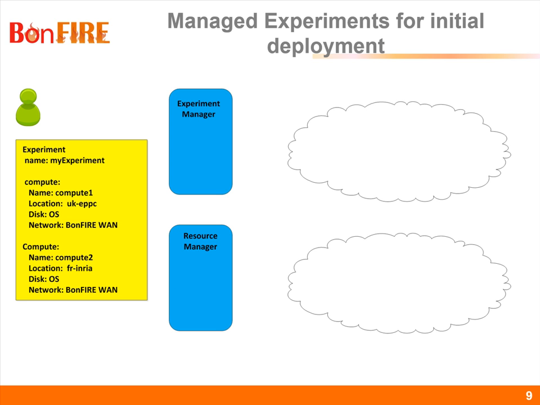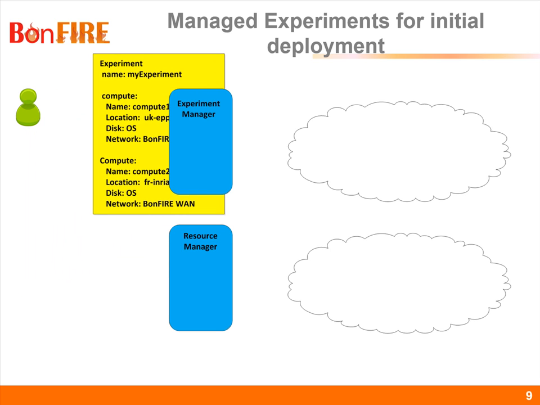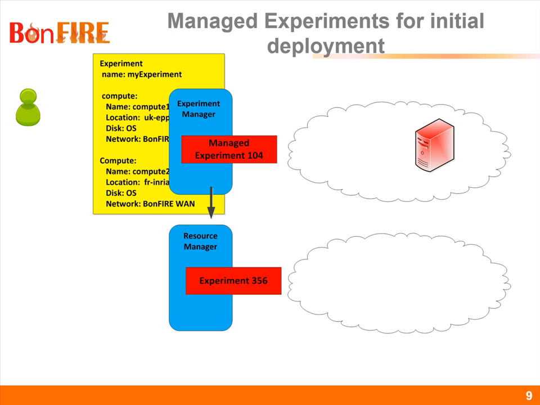But in this case, we are asking the experiment manager to organize for us the creation of 2 computes, one at EPCC and the other at INRIA, and put them on a specific network. The user puts this to the experiment manager, and in turn, the experiment manager creates a managed experiment container for itself, and then liaises with the resource manager without further user interaction to create a BonFIRE experiment and create the 2 VMs on the sites that we want them. There'll be further discussion about this later on.